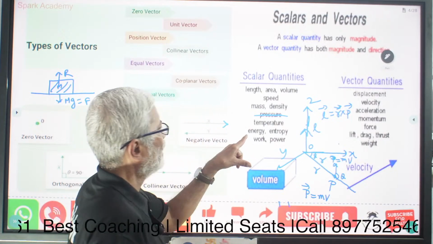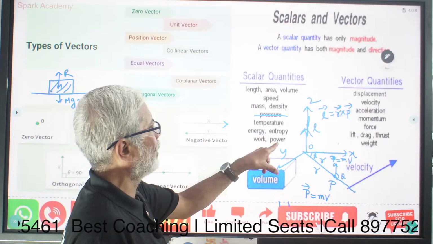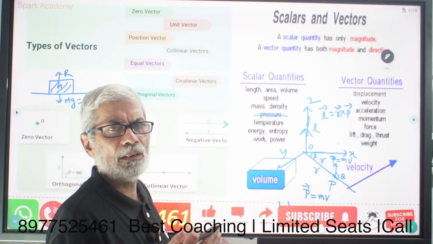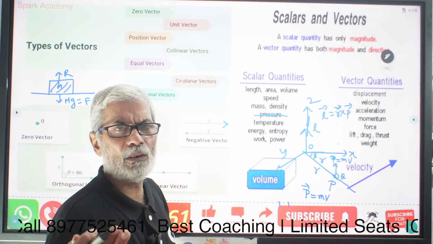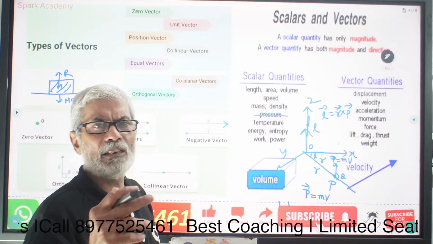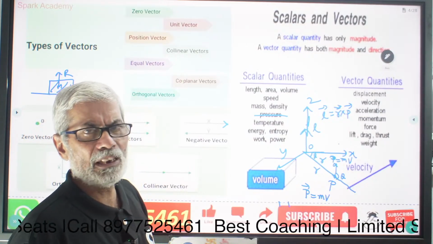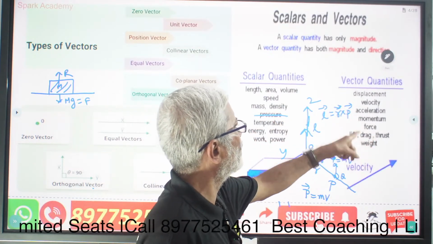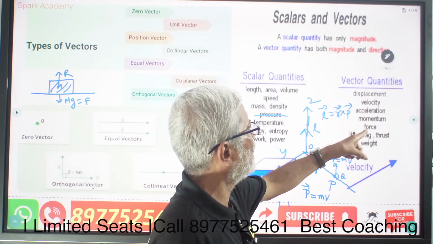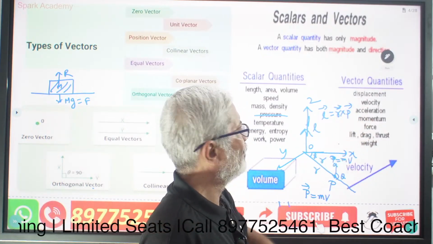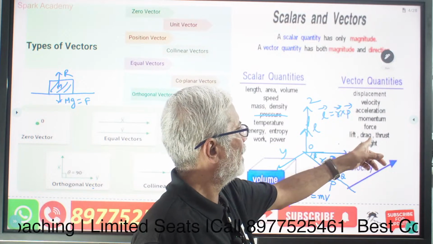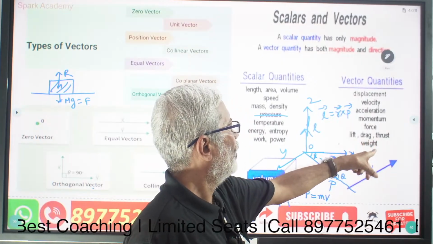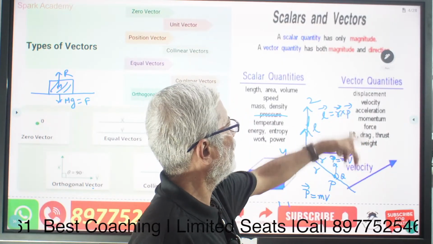Then temperature, energy, entropy, work, power. Power is rate of doing work, work by time. Work is force dot S. Dot product of two vectors will be a scalar. Time is a scalar, so it is a scalar. Similarly here, actually pressure should come here. Displacement, velocity, acceleration, momentum, force, lift, drag, viscous drag, thrust, force per unit area. So these are vector quantities.